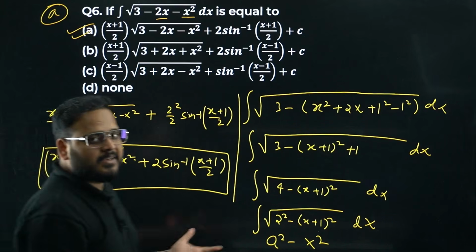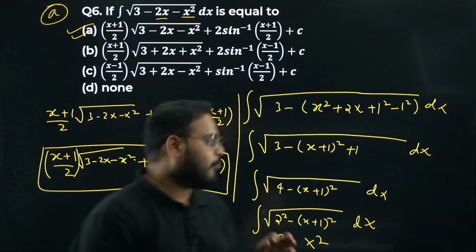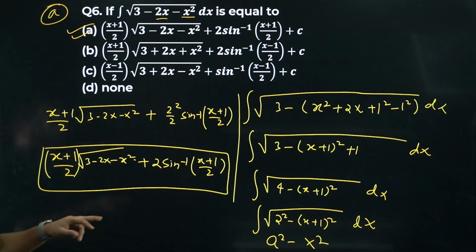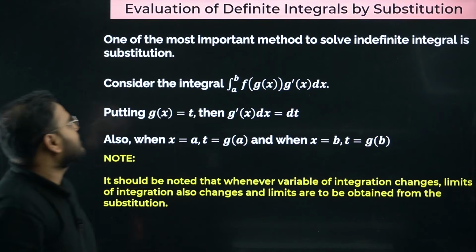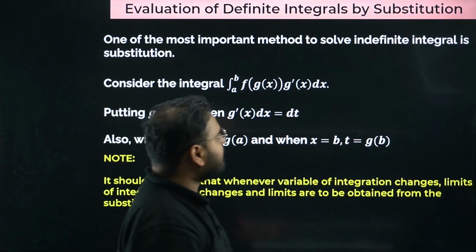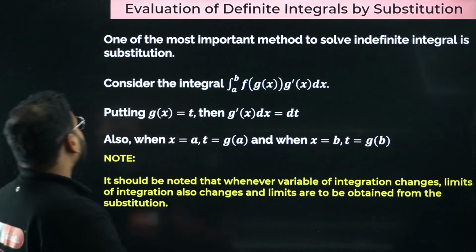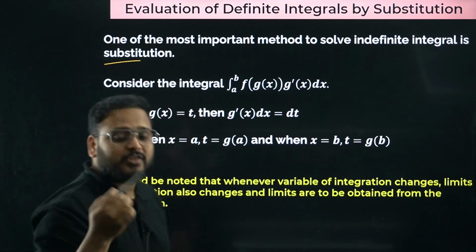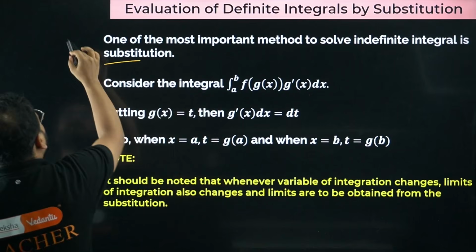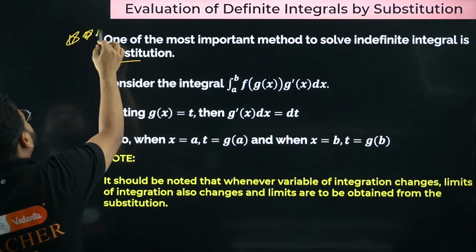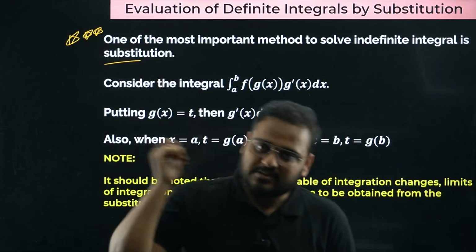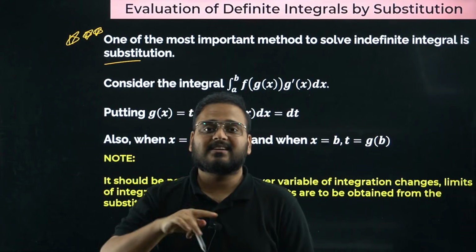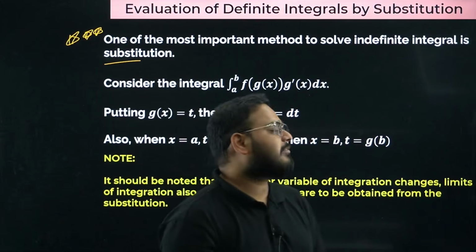This is clear and simple. What is left now? Only one thing is left, over here with us is the definite integral. One of the most important methods to solve an integral is substitution. Of course, we're going to use this. We have learned it. What I'm trying to say is that even substitution is very important in the definite integral. So that's why we have taken this part over here.